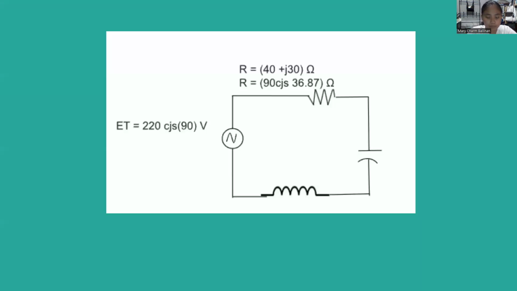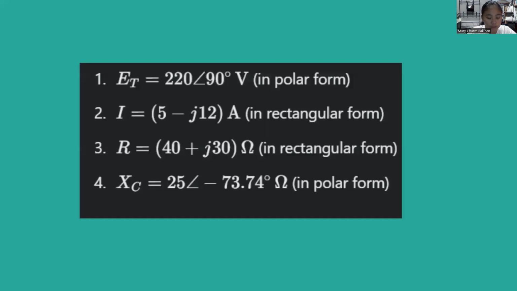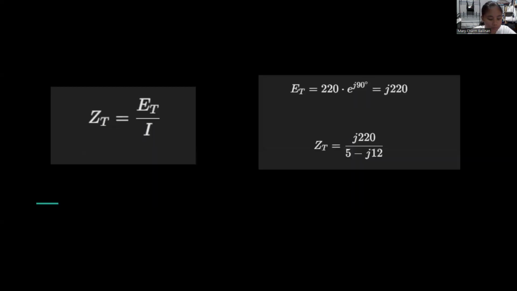This is the diagram for my given. Number 1, the total voltage is equal to 220∠90 volts, which is in polar form. I is equal to 5 minus j12 amperes in rectangular form. R is equal to 40 plus j30 ohms. And XC is equal to 25∠-73.75 ohms in polar form.